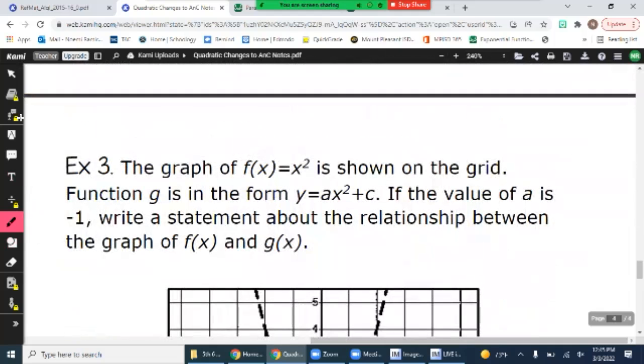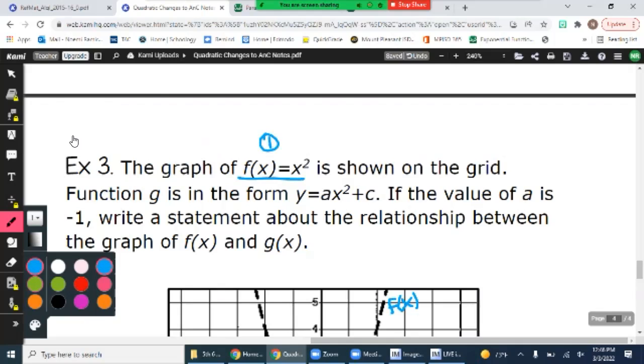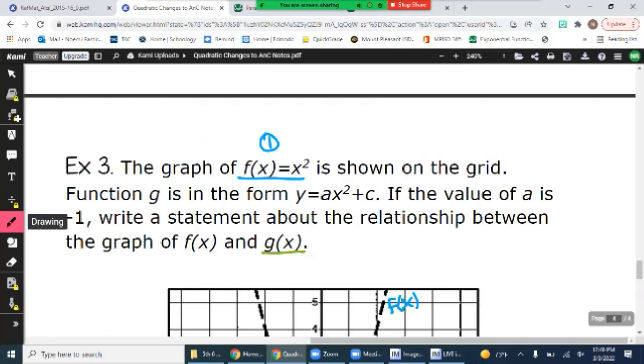F of x is equal to x squared is my original function. Put a 1 there. That's my dotted line. You could label that on the graph as well. We're going from dotted to solid every time. Dotted to solid. We changed it to the function g of x. They're giving us which value?